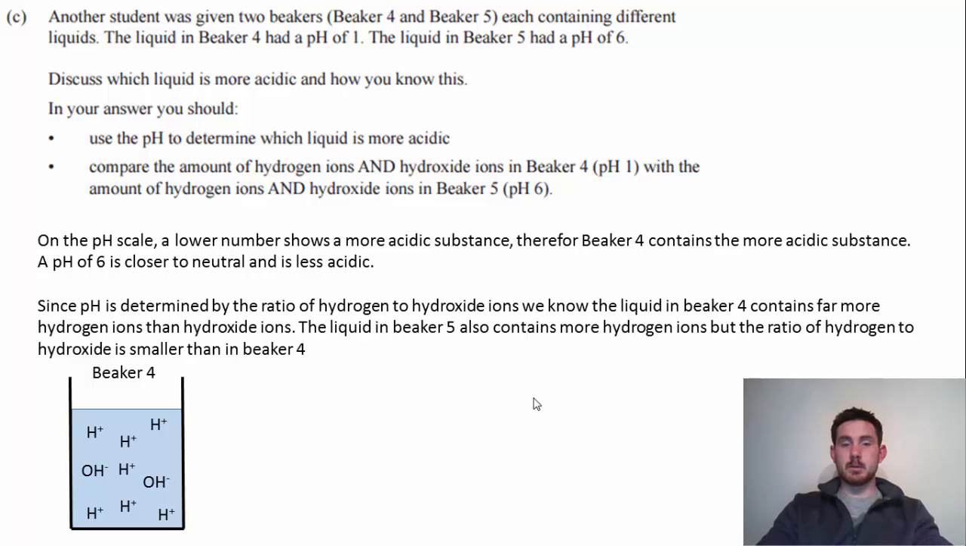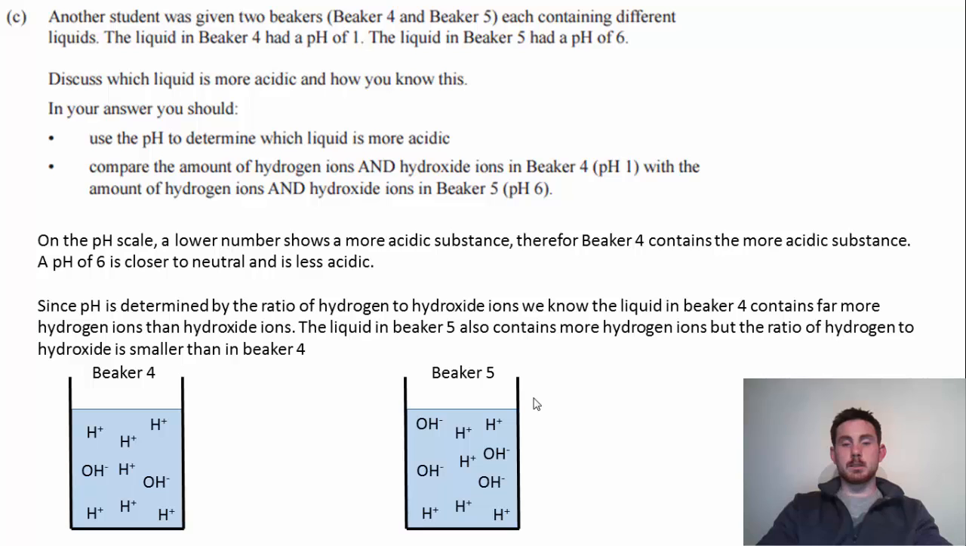By comparison, beaker 5 still contains more hydrogen ions, but the ratio of hydrogen to hydroxide ions is lower. So there's more hydrogen ions than hydroxide ions, and you can see that in the diagram here. We've got 1, 2, 3, 4, 5, 6 hydrogen ions, but 4 hydroxide ions. So a ratio closer to a 1-to-1 ratio. But the fact that there are more hydrogen ions than hydroxide ions still indicates that it would have a pH less than 7. It would be acidic.